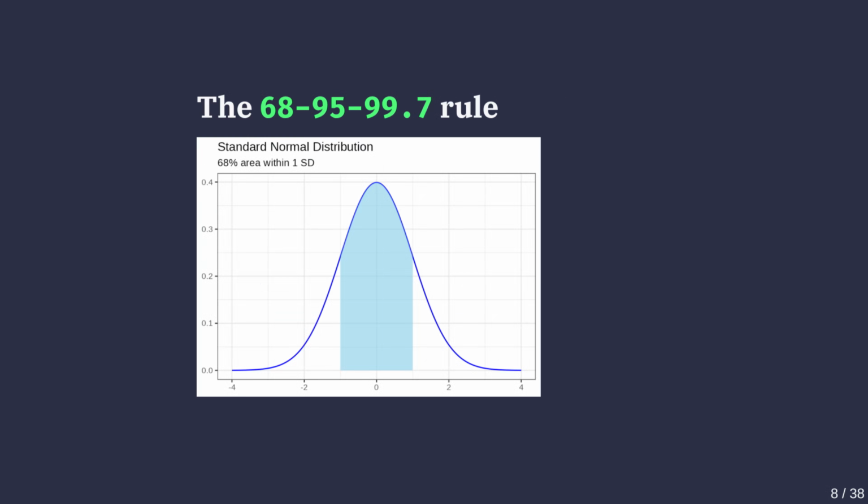In a normal distribution, about 68% of the values lie within one standard deviation from the mean, 95% of values within 2 standard deviations of the mean, and 99.7% of the values within 3 standard deviations of the mean. This pattern, called the 68-95-99.7 rule, is fundamental in interpreting data that follows a normal distribution.